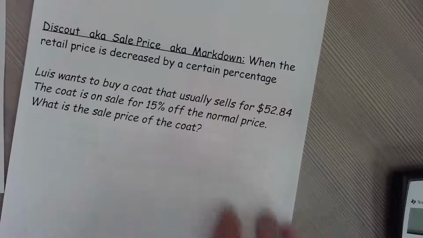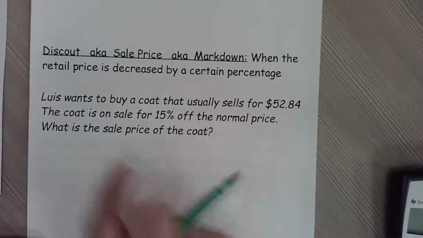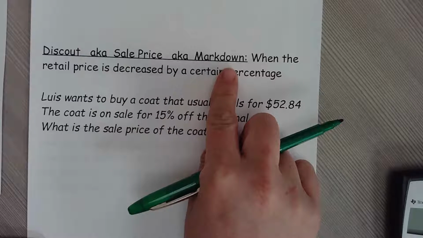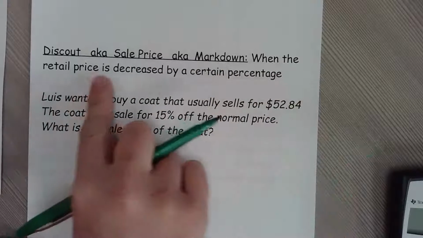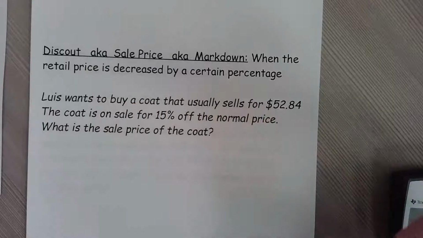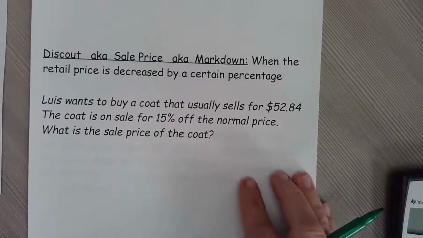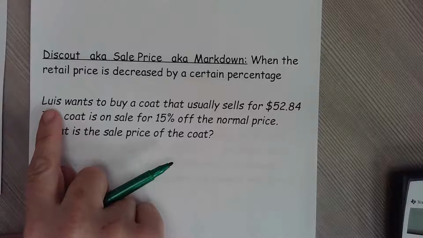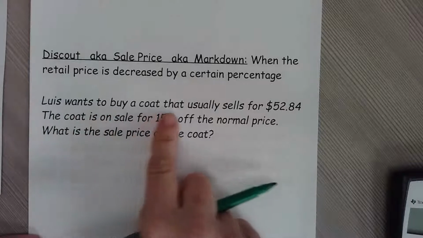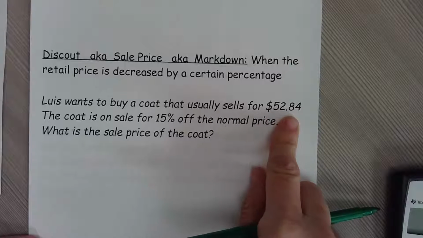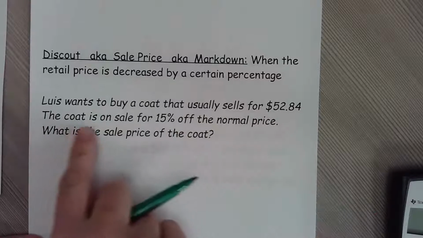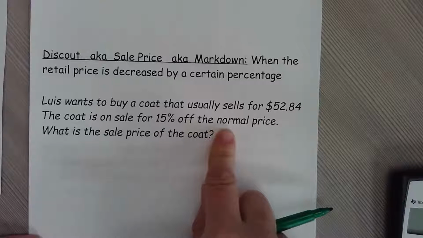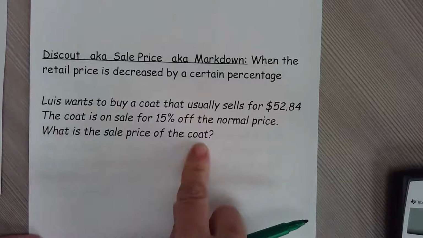All right, now let's start talking about discounts. So discounts, AKA sale price, AKA a markdown, when the retail price is decreased by a certain percentage. So if a store is having a sale, or maybe you have a coupon, that kind of thing. So it says, Luis wants to buy a coat that usually sells for $52.84. The coat is on sale for 15% off the normal price. What is the sale price of the coat?